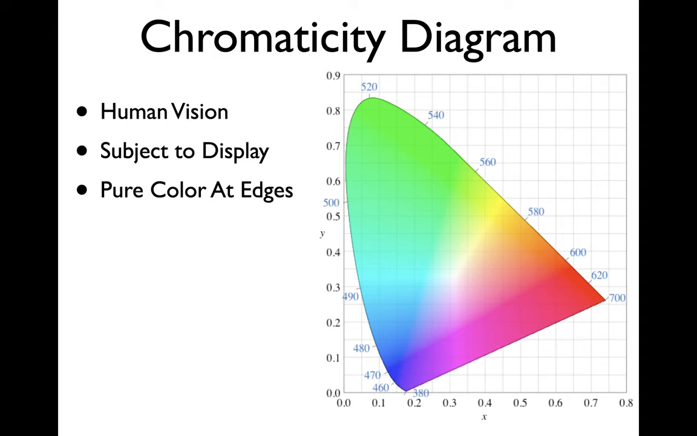What you'll notice about this is that the purest colors, like all of our color models, are at the very edge of this. As we start to move towards the center, we're getting to much more neutral color. And at some point, right here in the center, at some place, whatever, you have a completely neutral gray. You have no color at all. So again, saturation is at the edges here.